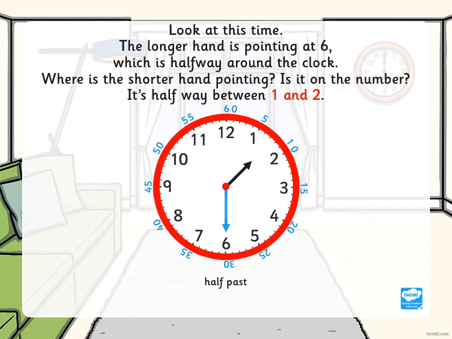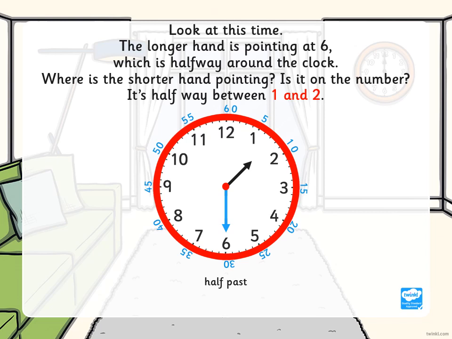Look at this time. The longer hand is pointing at the 6, which is halfway round the clock. Where is the shorter hand pointing? Is it on the number? No, you're right. It's not on the number. It's halfway between 1 and 2.